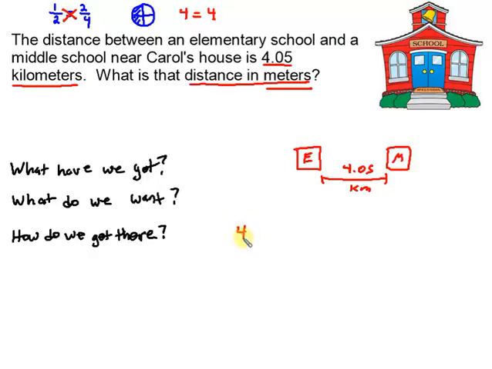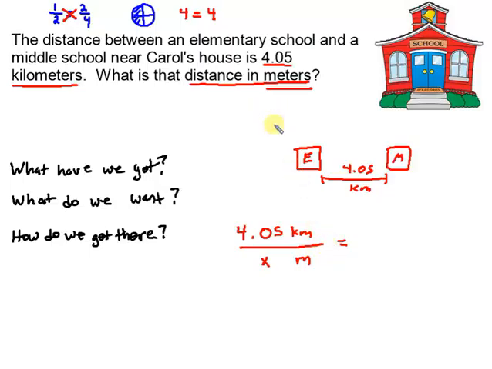To do that, we're going to set up our proportion. Now, we know that we've got 4.05 kilometers. What have we got? 4.05 kilometers. We're going to put that on top. We could put it on the bottom. We're going to put it on top just because it's easier to think that way. The next question we asked, what do we want? Well, we want the answer in meters, so we're going to put the unit of meters down here. And since we don't know the number of meters, we're going to use a variable to represent that. So we have 4.05 kilometers for every x meters. Okay? Now, how do we get there?